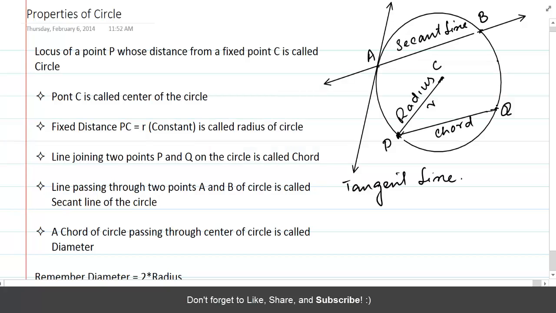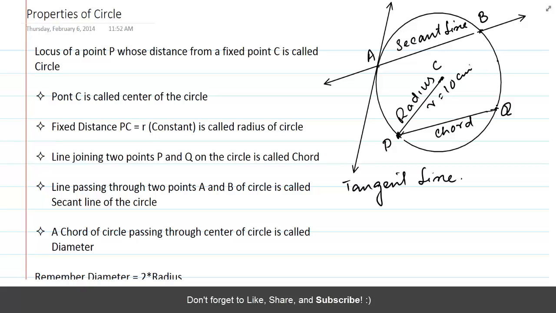Locus of a point P whose distance from a fixed point C is called a circle. Let's assume that this point C here is a constant point, and then there is another point P such that the distance between P and C is equal to, let's say, 10 centimeter. And we call this distance R, but here R means 10 centimeter.